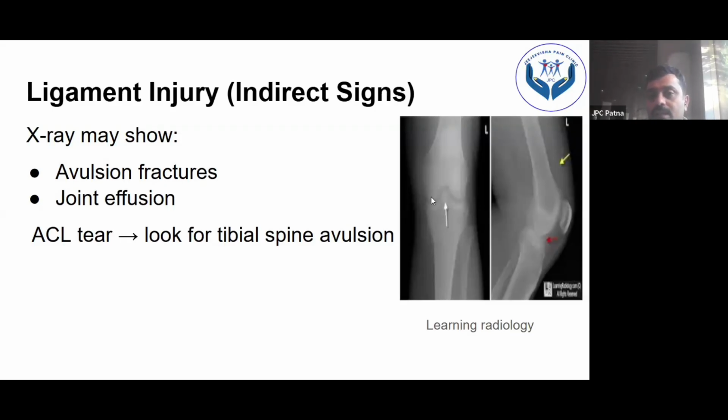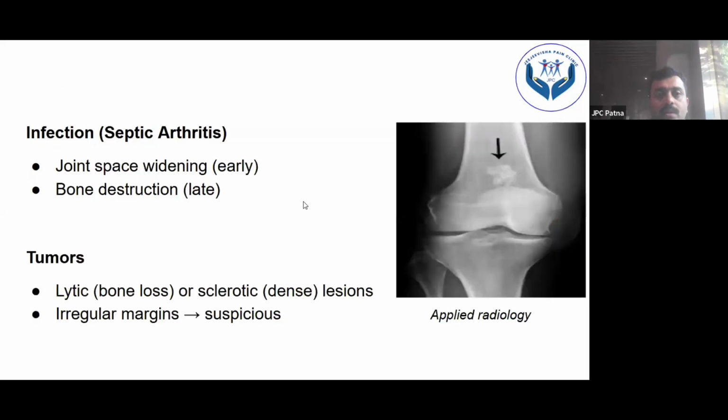So these are the indirect things that you have to look for in the X-ray. The ligament injury can be suspected or can be part of your differential diagnosis if you see a tibial spine avulsion. And of course, joint effusion is there.